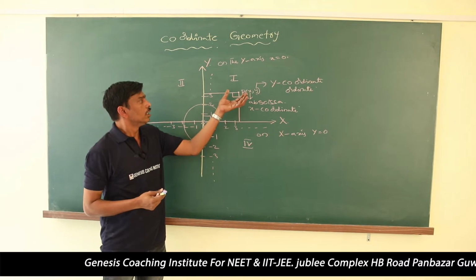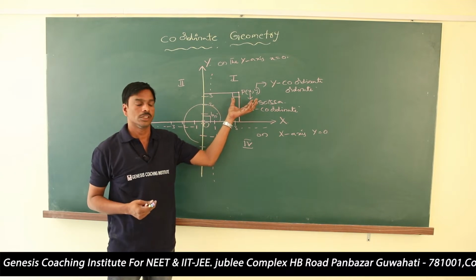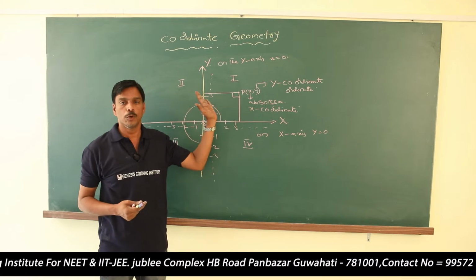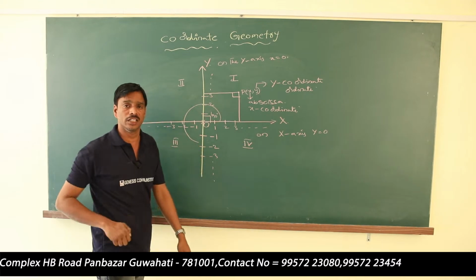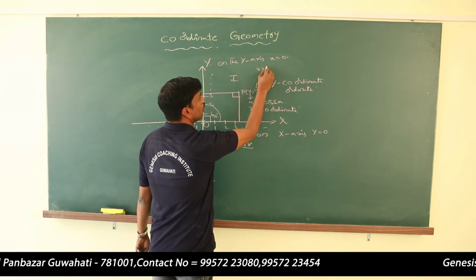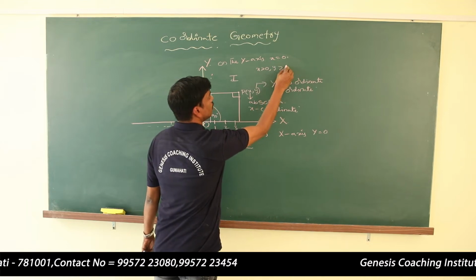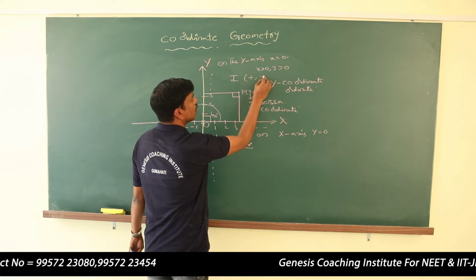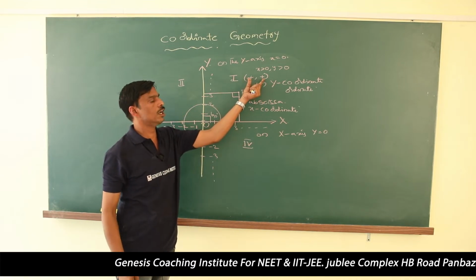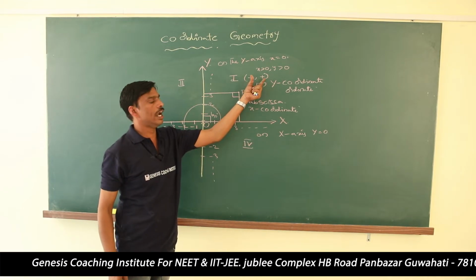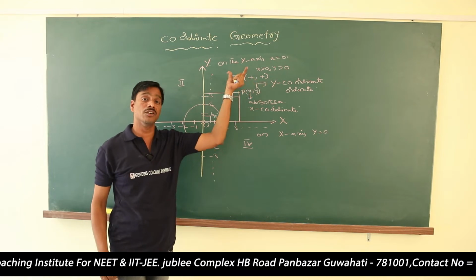Now, in the first quadrant, the signs are both positive. Here x and y are both greater than 0. Therefore, plus comma plus, we can use these symbols. The first coordinate and second coordinate are both positive in the first quadrant.